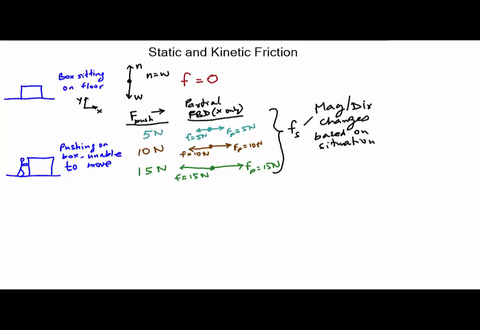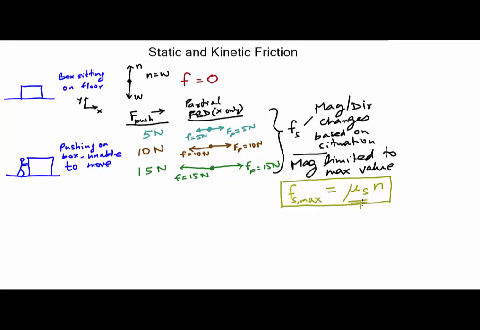We know that we can slide the box down the floor if we work hard enough. So this Fs has a maximum value. So the magnitude is limited to a max value. And that max value is called Fs, max. And that maximum value depends on two things. It depends on the coefficient of static friction, and it depends on the normal force.